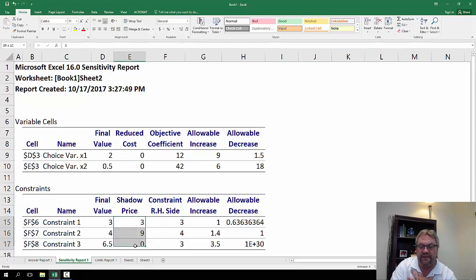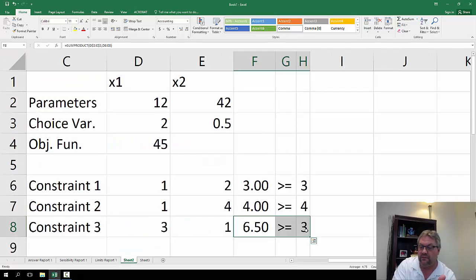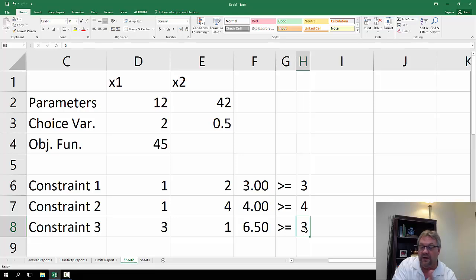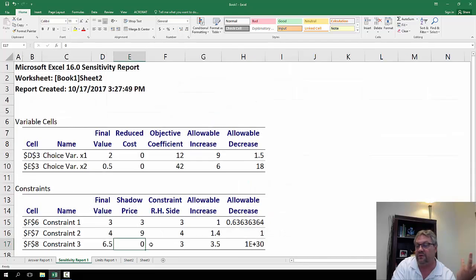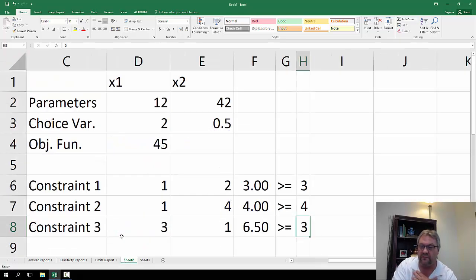Our shadow prices tell us that if we increase a constraint by 1 unit, then what will happen to our cost? Well, this is telling us that if I increase constraint 3 by 1 unit, so I go to 4, nothing is going to happen. My cost won't change at all. But here, if I increase constraint 2 by 1 unit, then my cost will go up by $9, and I can show that to you.